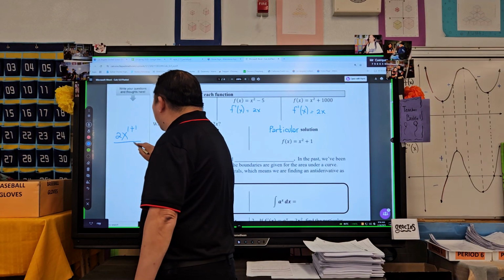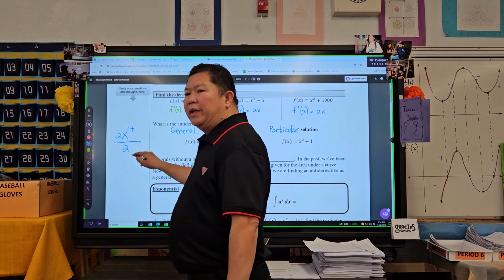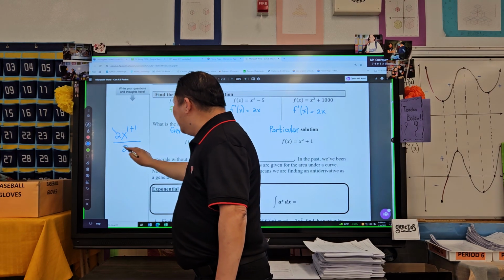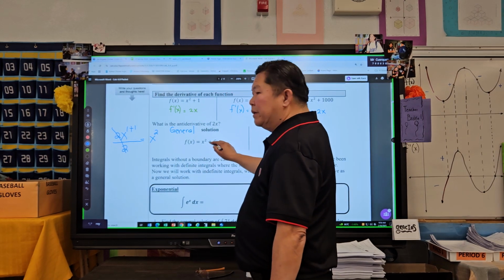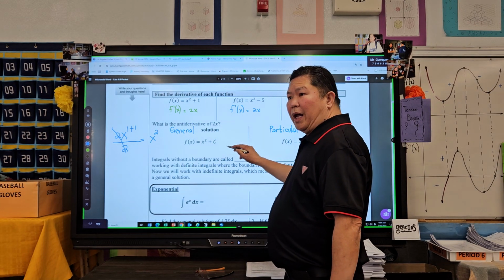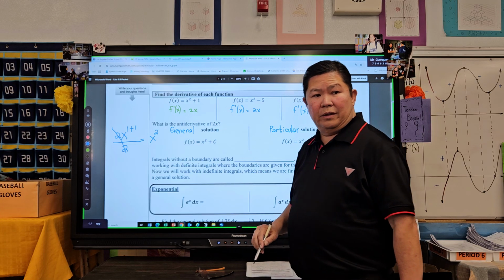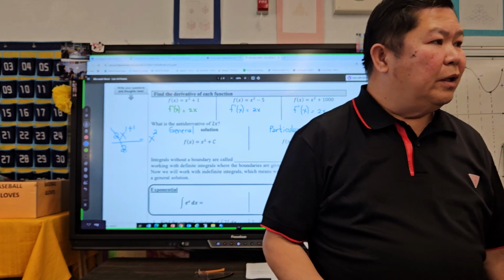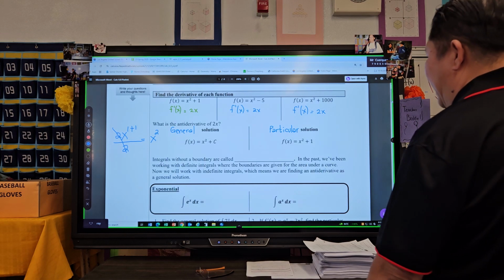Divided by 2. So what happens to the 2 right here? The 2 cancels out. So what is left now is x to the power of 2, and then plus a constant number, since this is the general solution. Okay, general solution here now, guys. And same thing in here.